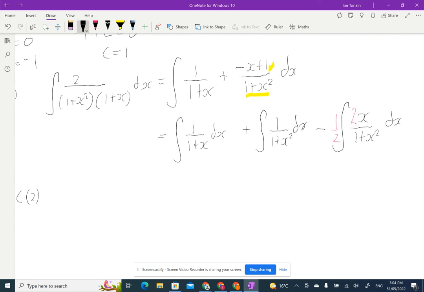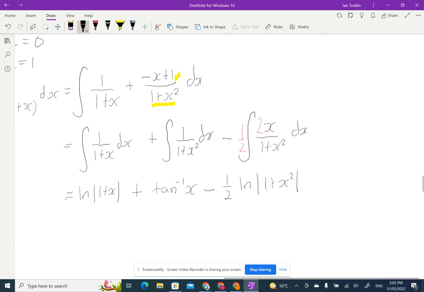So here we go. The first one, very easy. ln 1 plus x plus, that's just inverse tan x. And here I've got minus half ln 1 plus x squared plus c. And that's it.